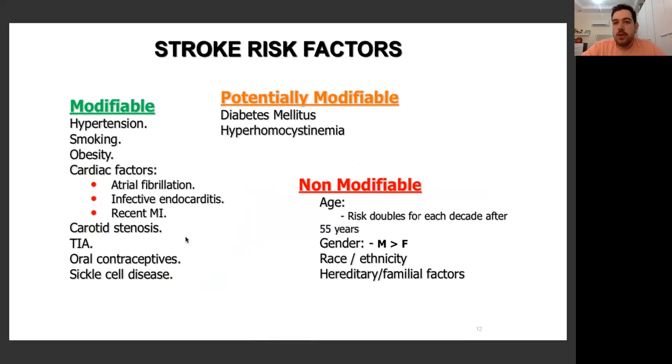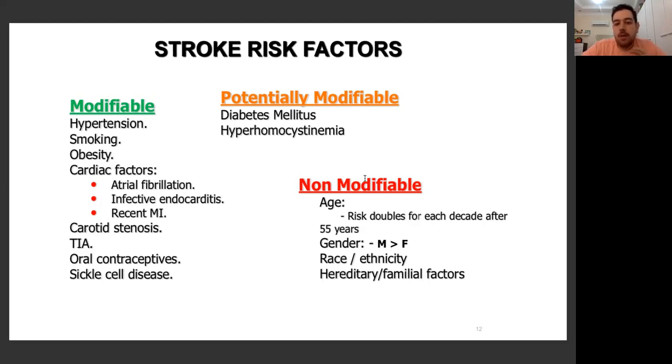So these are the stroke risk factors. You did not take the cardiovascular block, it's in third year, but these are the same risk factors as cardiovascular diseases. We classify them into modifiable and non-modifiable. If you want to remember, you need to remember hypertension, smoking, okay, and of course diabetes and cholesterol. Here they are, diabetes and even cholesterol.